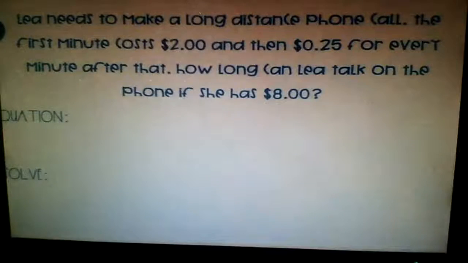Okay, let's see what we do with this. Leia needs to make a long distance phone call. The first minute costs $2 and then 25 cents for every minute after that. How long can Leia talk on the phone if she has $8?